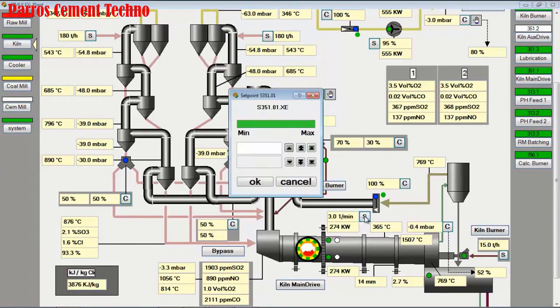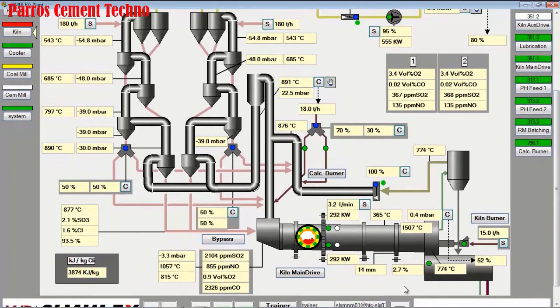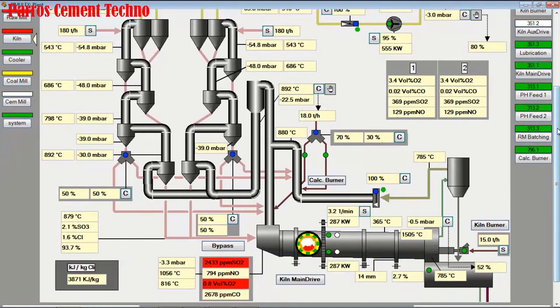We increased the kiln speed from 3.0 rpm to 3.2 rpm. It is hoped that the kiln load will be reduced, and we can get clinker quality according to the free lime standard of 0.8% to 1.5%.